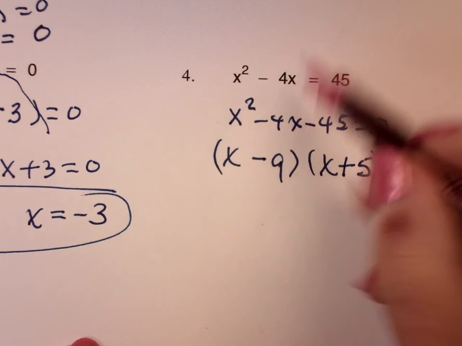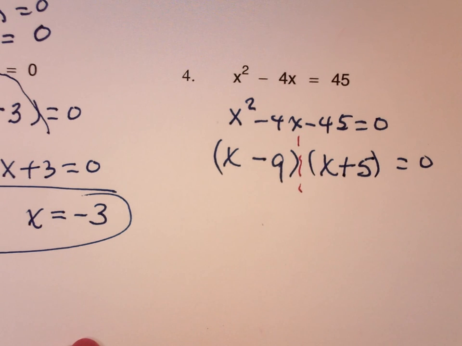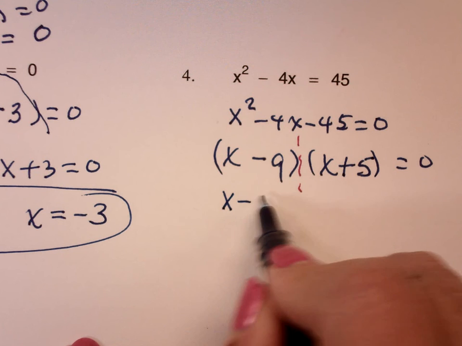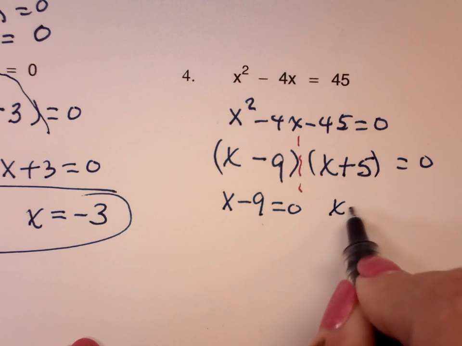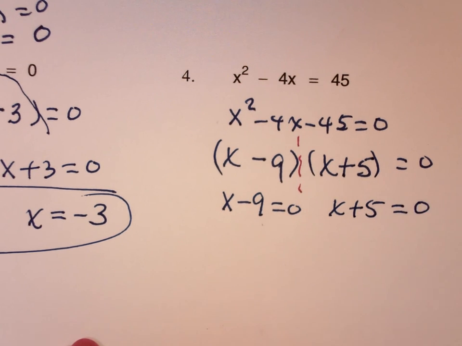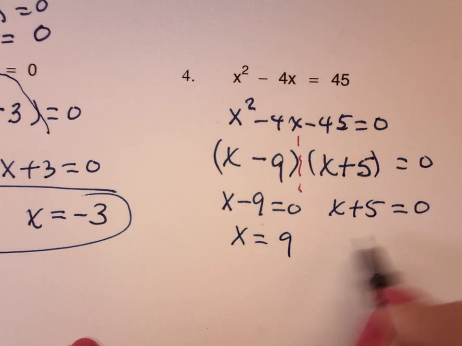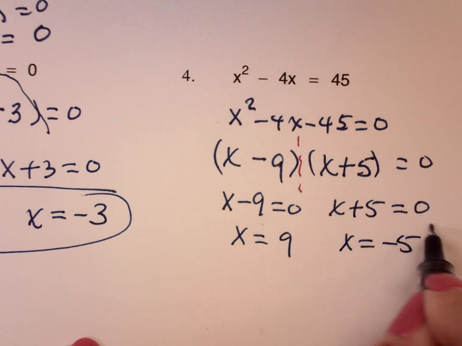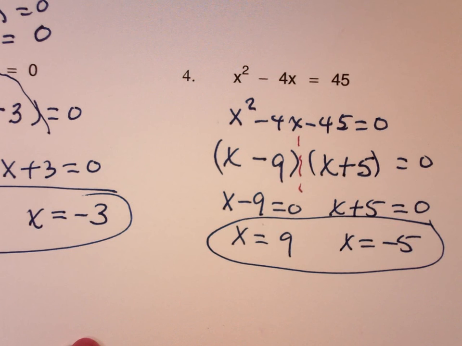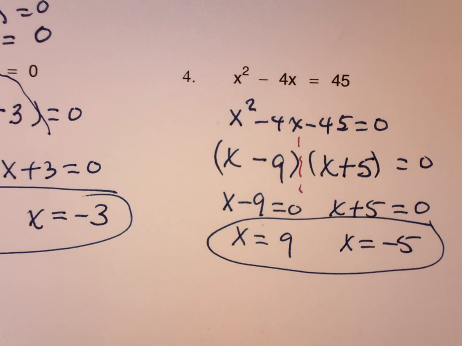Now I have 2 things that multiplied together give me 0. So x minus 9 equals 0, x plus 5 equals 0. So x is 9, x is -5. Those would be the 2 x-intercepts.